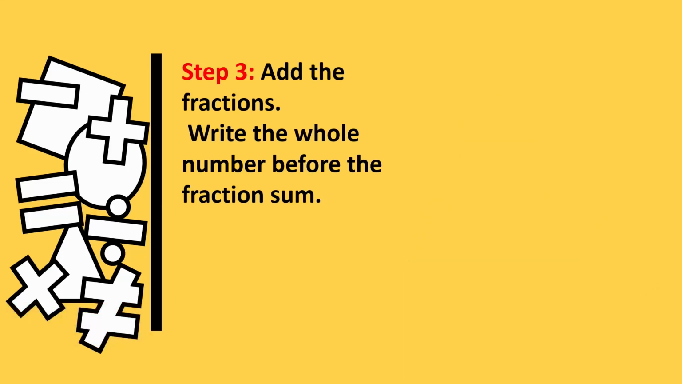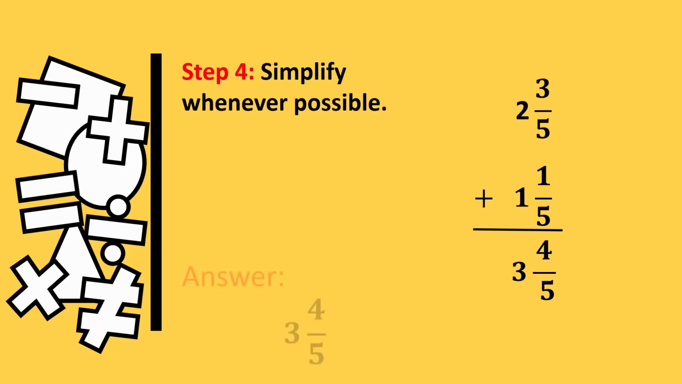Step 3. Add the whole numbers and then the numerator and copy the common denominator. 2 plus 1 equals 3. 3 plus 1 equals 4. Copy the denominator 5. Step 4. Simplify whenever possible. 3 and 4/5 is already in its simplest form.